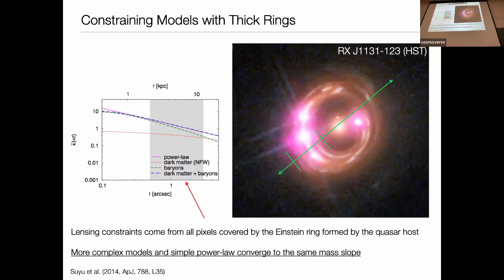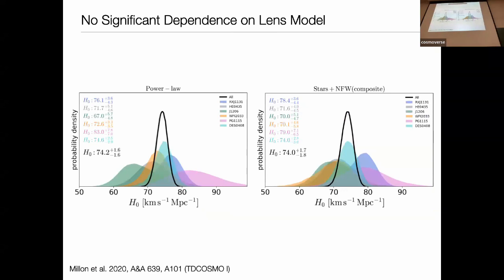and then, of course, to the same H0. If you do this, this is what we get for our 7 lenses for now, with a simple power-law model for the lens, or a more complex one. H0 is essentially the same, it's on the high side. This is corrected for the line of sight.